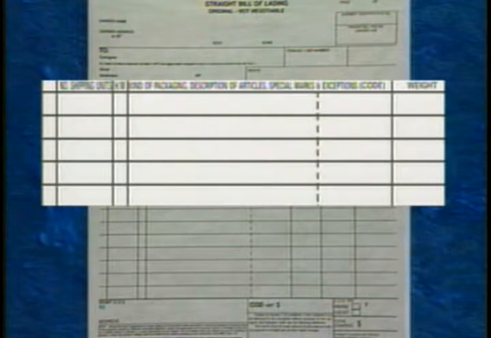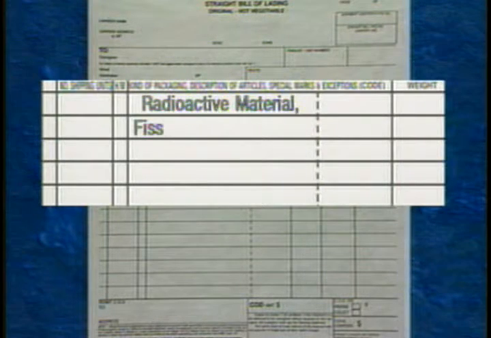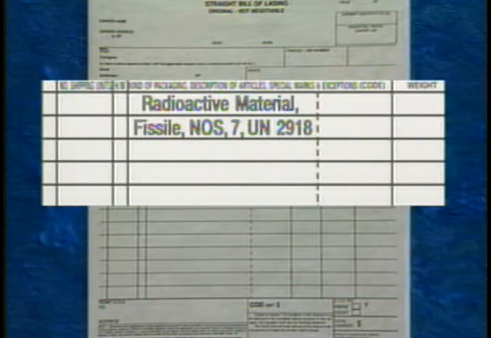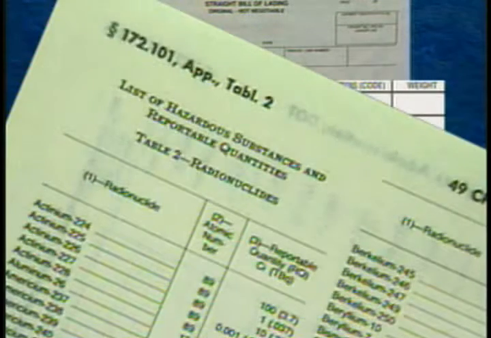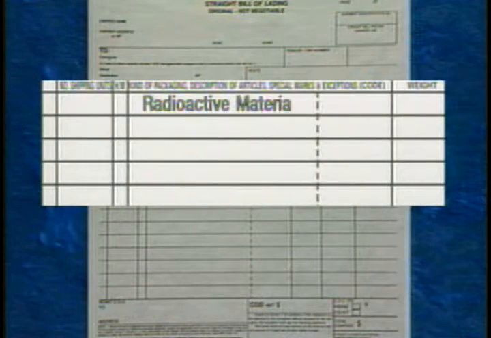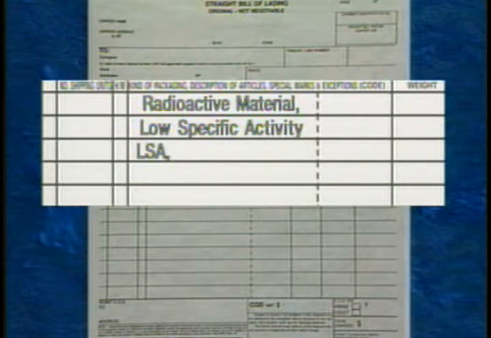Now for specific types of material. First, radioactive materials. The description of these materials must include the words radioactive material, if not already part of the proper shipping name, and the name of each radionuclide. Radioactive material not in a special form requires a description of the physical and chemical form. For the shipment of a package containing a highway route controlled quantity of radioactive material, the words highway route controlled quantity must be entered.